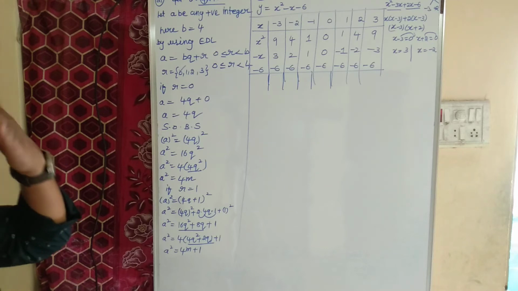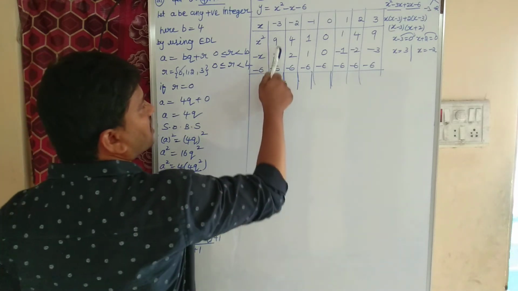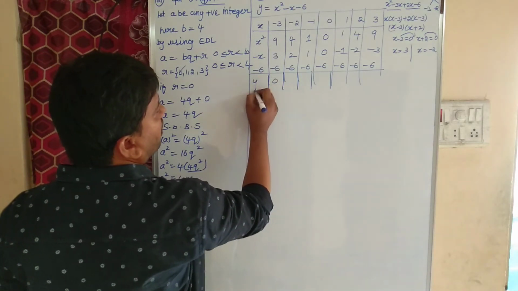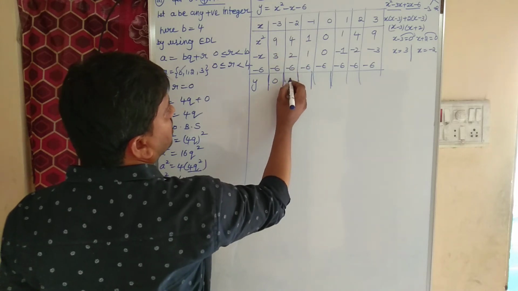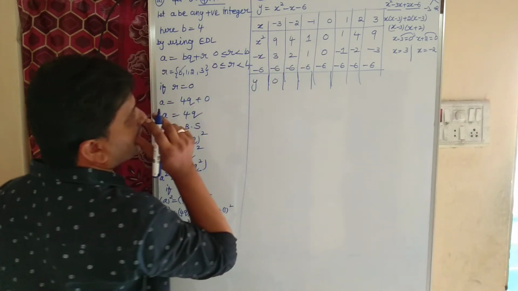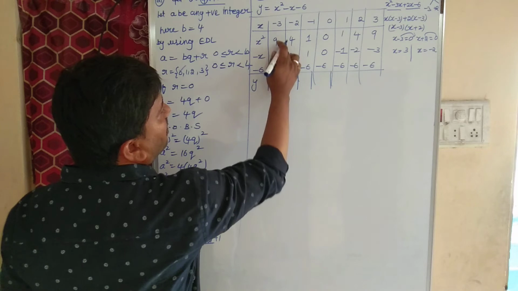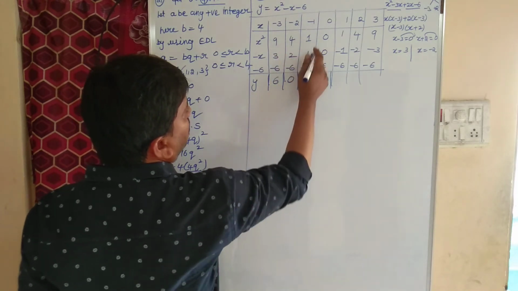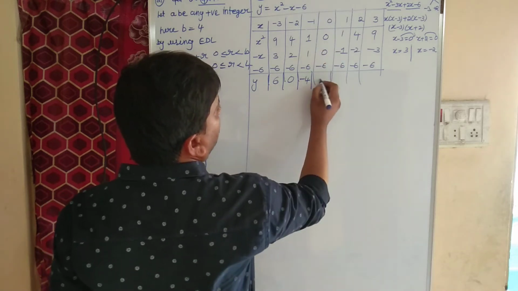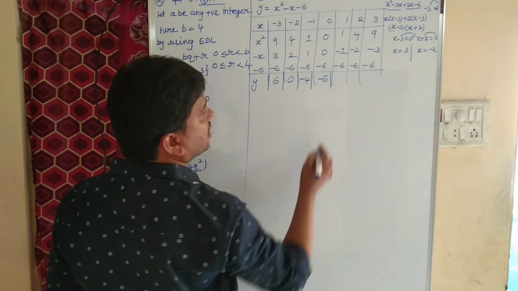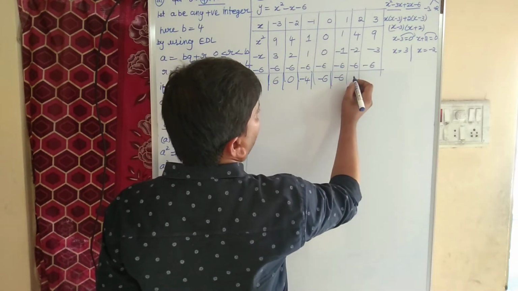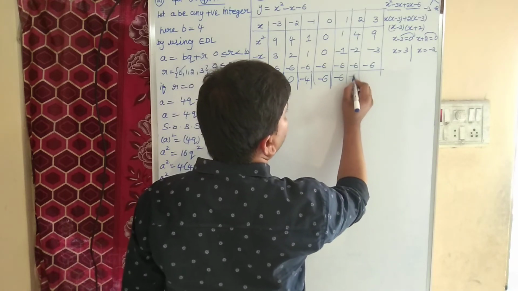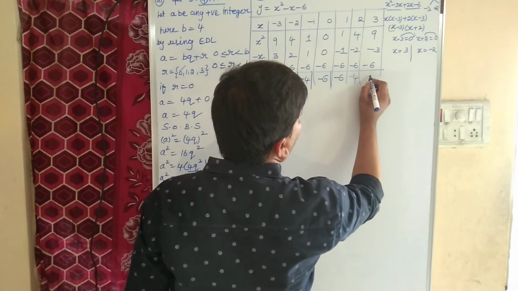Okay, now let us perform the addition operation in between. 9 plus 3 is 12, 12 minus 6 is 6, children. 4 plus 2 is 6, 6 minus 6 is 0. 1 plus 1 is 2, 2 minus 6 is minus 4. Minus 6. 1 minus 1 cancel, minus 6. 4 minus 2 is 2, 2 minus 6 is minus 4. 9 minus 3 is 6, 6 minus 6 is 0. This is our y value.